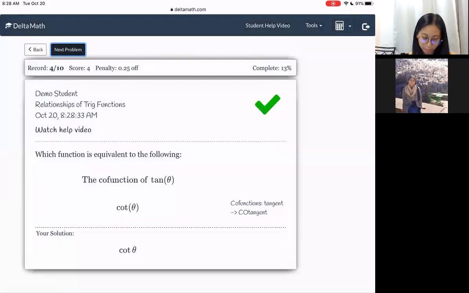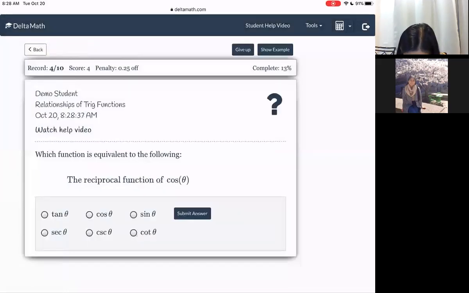All right. Let's see what else. Reciprocals we've already covered. So I believe that should be all the things in the relationships of trig functions. But if you come up with anything else, just let me know, and then I will come back and I'll record it for you guys. Okay, so that should be it for this section.